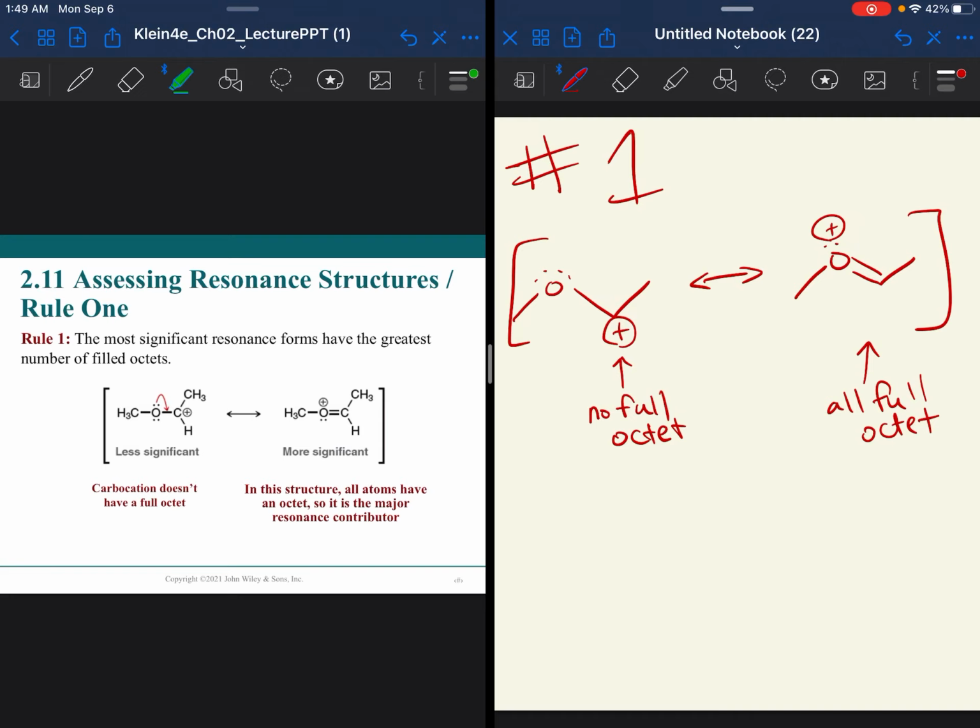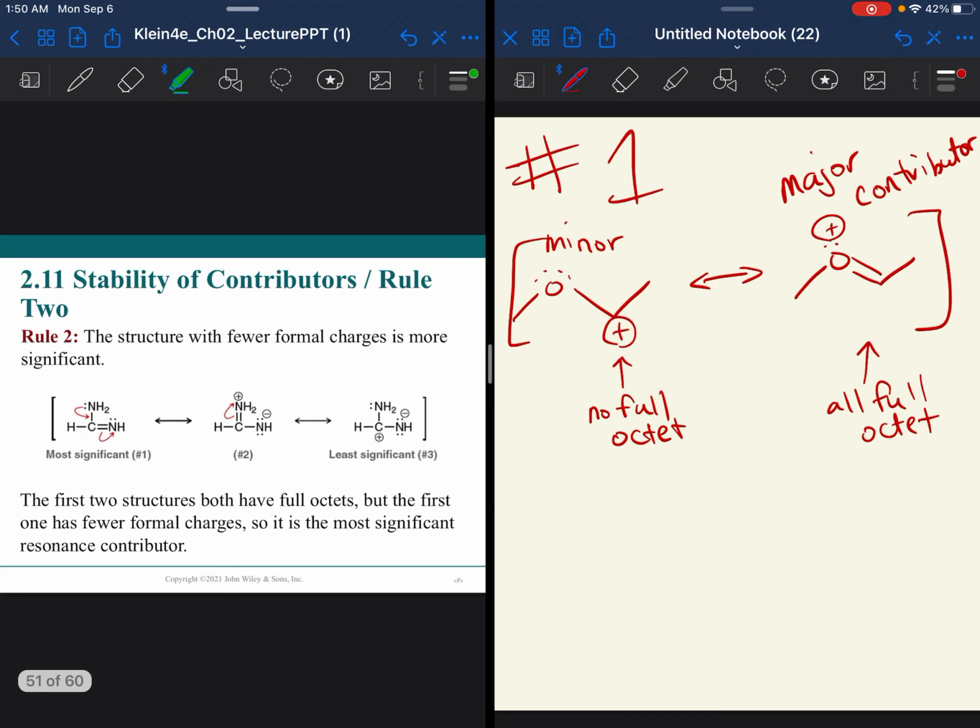And so more significant, major contributor, lower energy is going to go to the one with the full octets, right? So this one is going to be more important. Again, it's going to be a hybrid of the two, but the hybrid is going to look more like the major contributor. All right, so that would mean that this is a minor contributor over here. Okay, so that's the first thing you're going to check for: lack of full octet. So that's your carbocations.